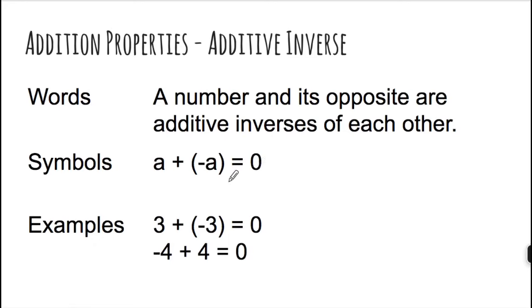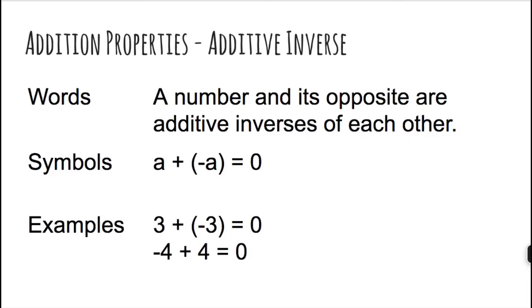So 3 and its opposite, negative 3, are additive inverses. Whenever we add them together, we get 0. Negative 4 and its opposite, positive 4, are additive inverses. We add them together and we get 0.